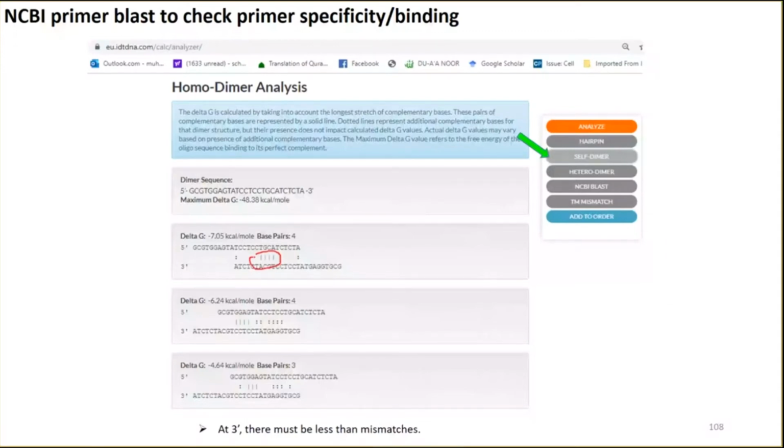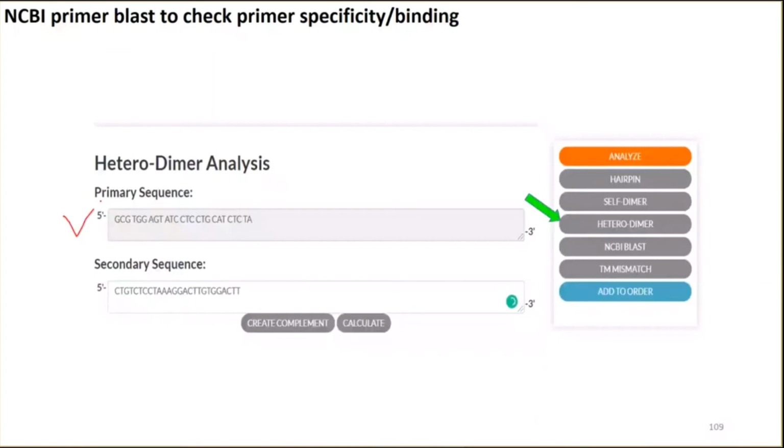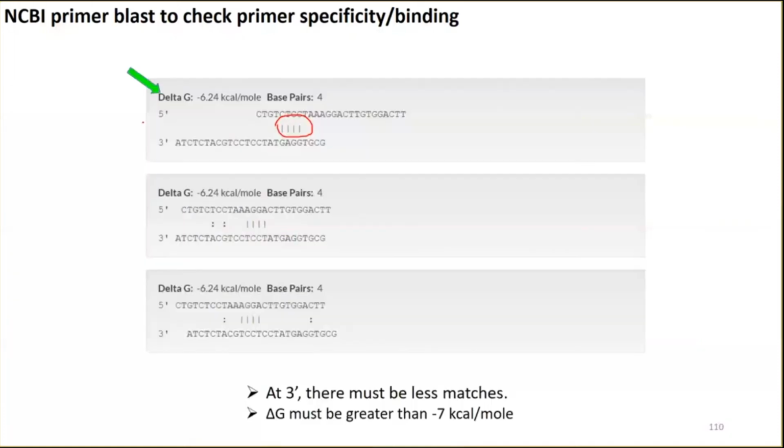Now we are going to test the two primers at the same time. We paste the forward primer here, we paste the reverse primer here, and we click on heterodimer. After we click on heterodimer, it calculates where they are binding to each other. Only 4 places, it is very low. It is also giving the energy for the formation of the heterodimer.